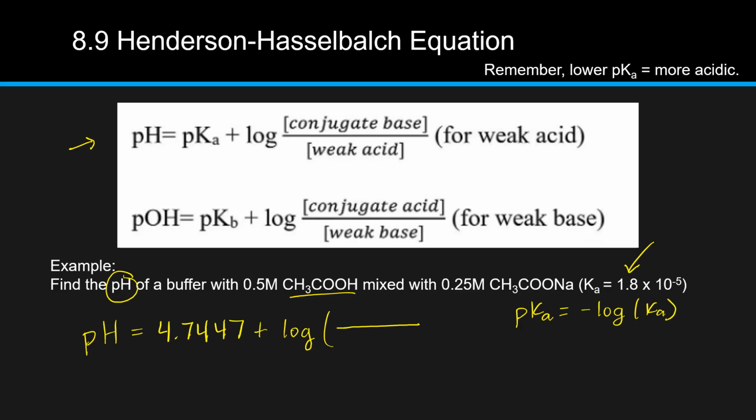Now I need to look at what values I'm given in order to solve for those two values. Now my weak acid is acetic acid, and I'm already given the concentration of that. So that's going to be 0.5 in the denominator. And then in the numerator, I'm looking for my conjugate base. I know my conjugate base is acetate, and there's only one acetate in here, so it's a 1-to-1 ratio, so I can use 0.25 molar in the numerator.